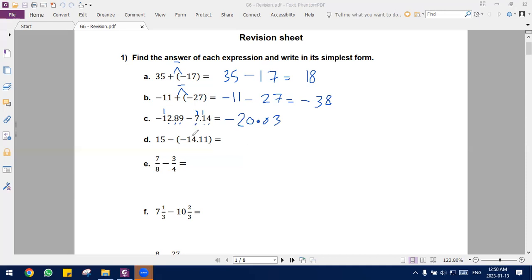Now in part D, again, we have two signs here coming next to each other. So when I multiply them, minus times minus, it's plus. So now you have 15 is positive, 14.11 is also positive. So positive and positive, so again, they have similar signs, we need to add them. 15 and 14, 29. And then we add the decimal, 11.